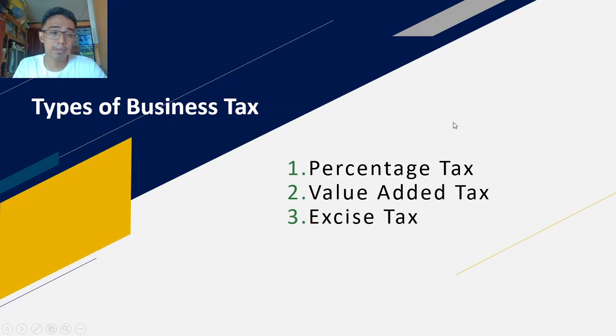So we have three types of business tax. Yung na-mention ko na kanina is your value added tax. Yung isa is the percentage tax, and the last one is the excise tax.